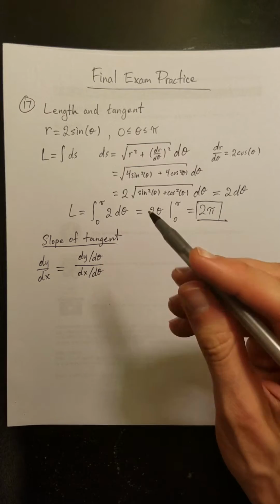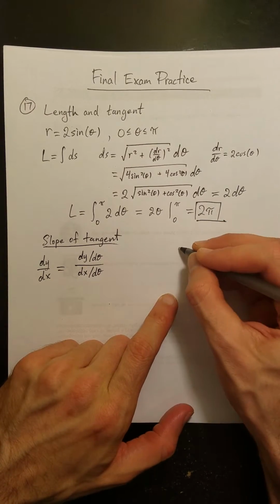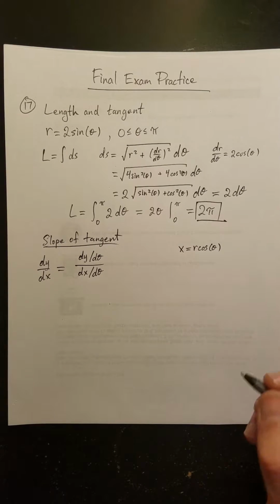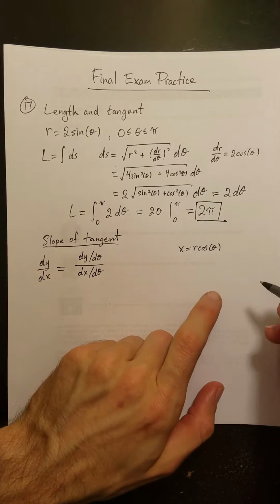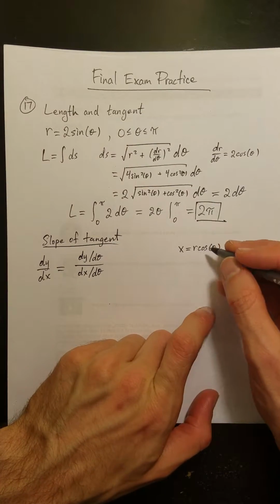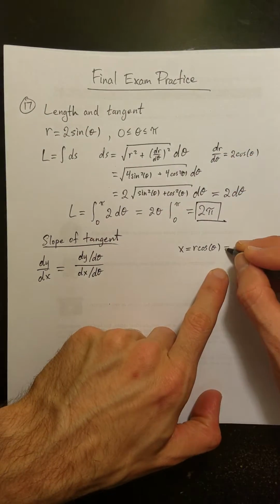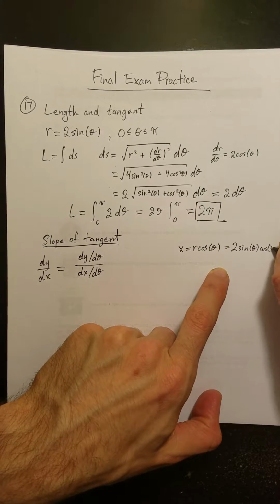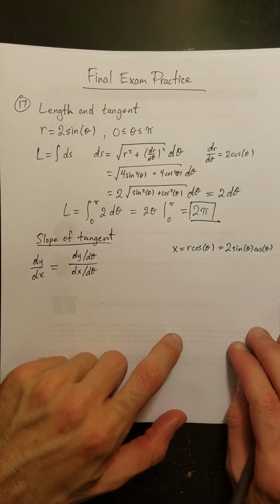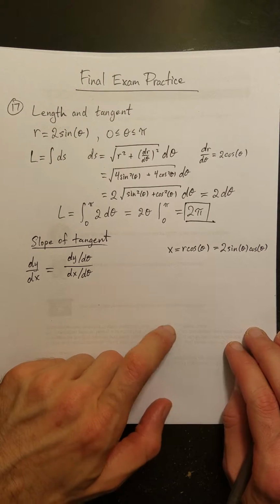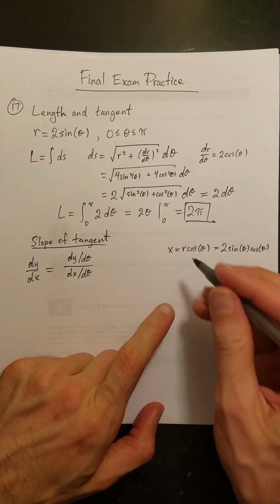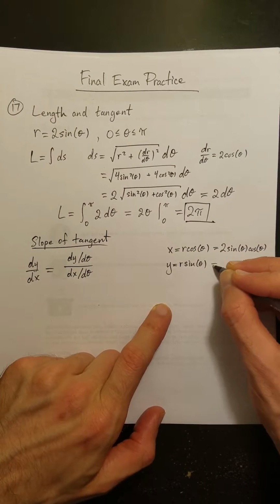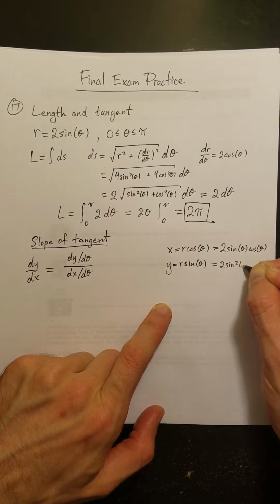The way that x and y depend on theta in this case is we know that x is equal to r cosine theta. And r we know is equal to 2 sine theta, so this is 2 sine theta cosine theta. Okay, so this is what x is equal to. I ultimately want to differentiate that and throw it in the denominator here. y is equal to r sine theta. So of course this is 2 sine squared theta.